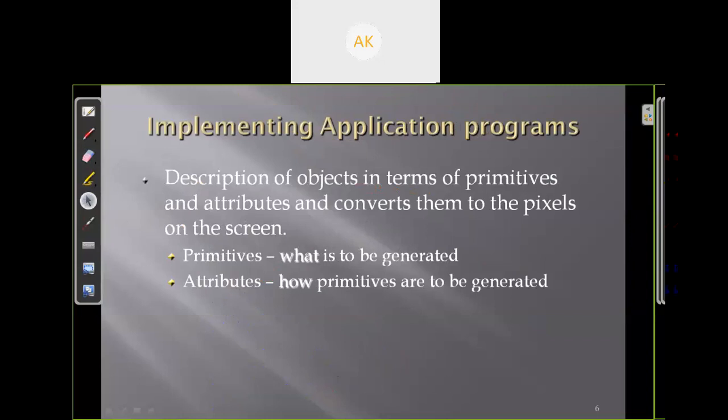So, description of an object in terms of primitives and attributes. What is a primitive? A primitive is what is to be generated, like we want to generate point, circle, lines, polygon, curves. These are the primitives. And an attribute is the property of that primitive. Means, what are the properties of a line? A line has color, some thickness, and thickness of line or type of line. In the same way, the attributes of a circle are what is the radius of the circle, where it is located, what the color is, and whether it is filled or not filled. So all these are the attributes of that primitive.